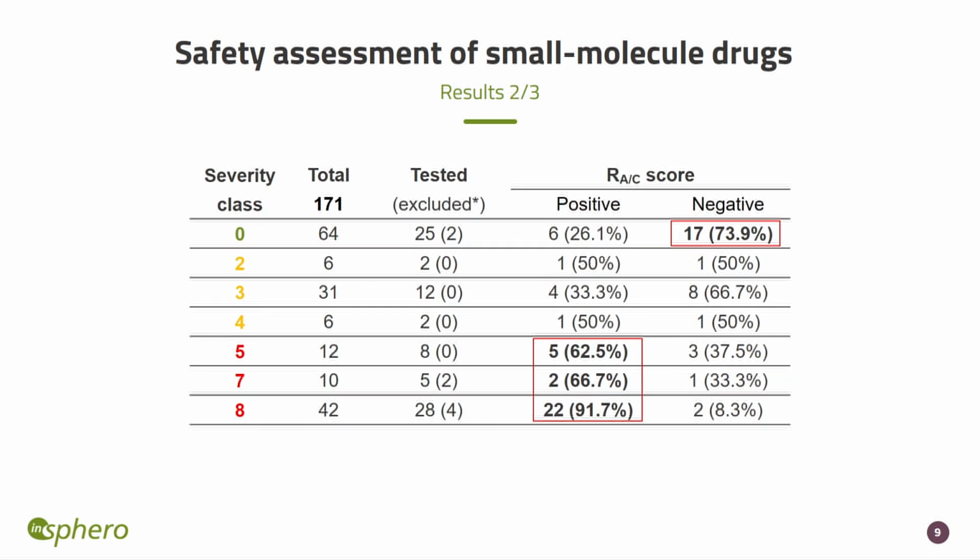We can see a similar pattern when we look at the severity class. At severity class 5, we have 62% of the compounds considered positive based on the RAC score. Severity class 7, 66%, and in severity class 8, 91% of the compounds were considered positive.